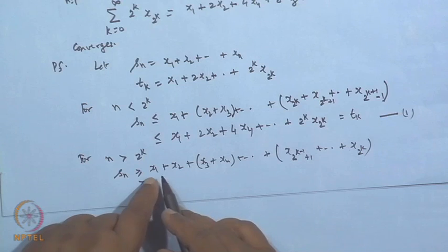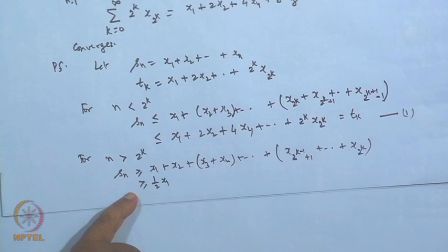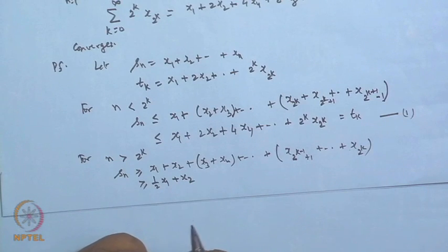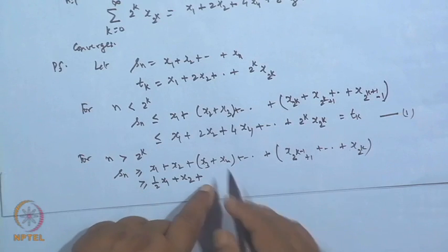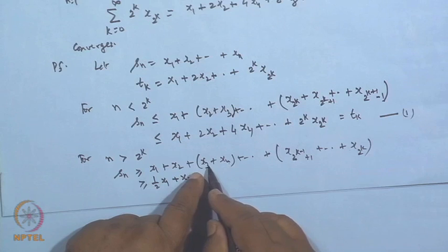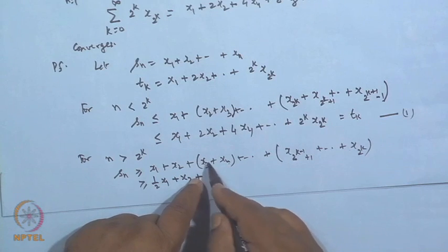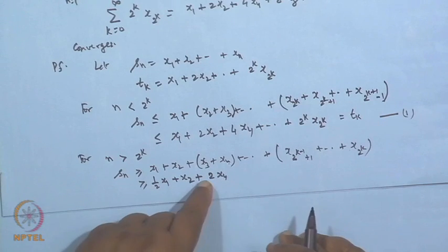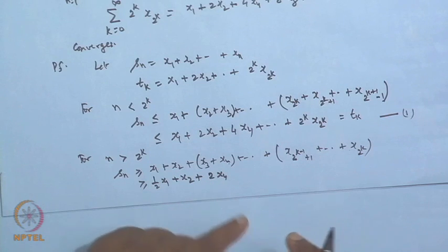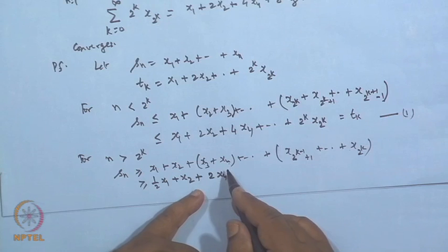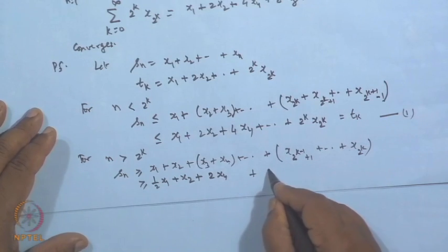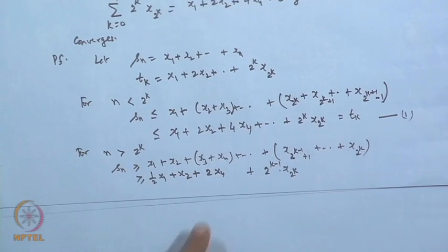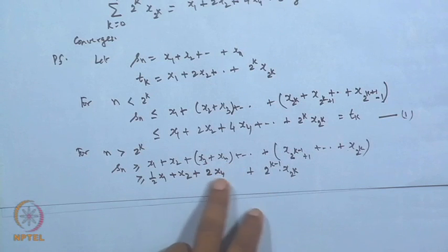So, what happens is this is greater than or equal to... Now, let us write x 1 is obviously greater than half of x 1, is it not? Because it is a positive term. Then plus x 2 remains as it is, then x 3. Now, x 3 is less than x 4, or x 4 is greater. So, if I replace x 3 by x 4, then it is greater. So, it is greater than or equal to 2 times x 4, and like this up to 2 to the power k minus 1 into x 2 to the power k, okay.